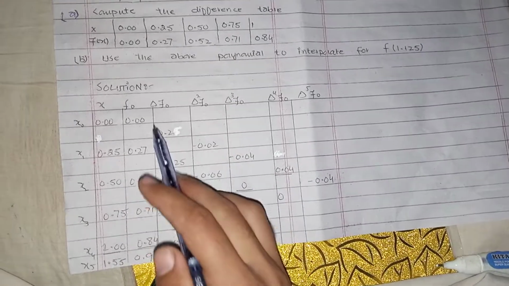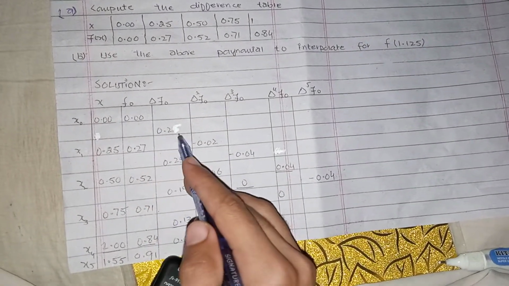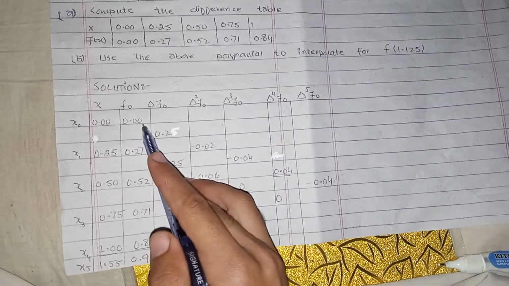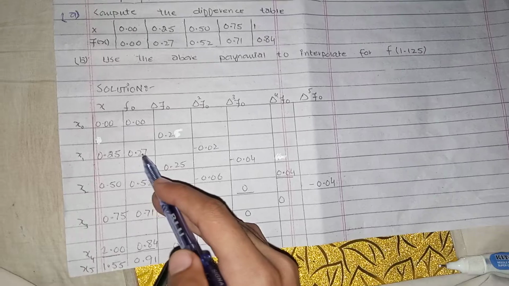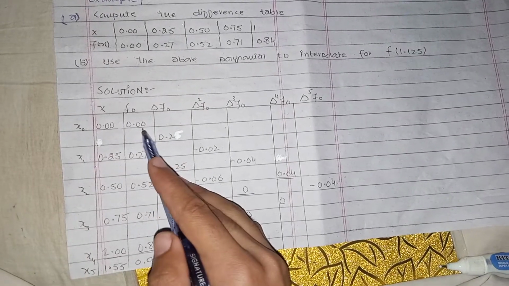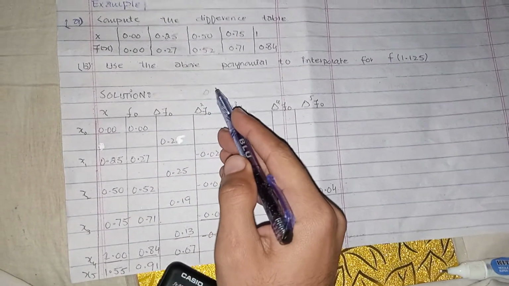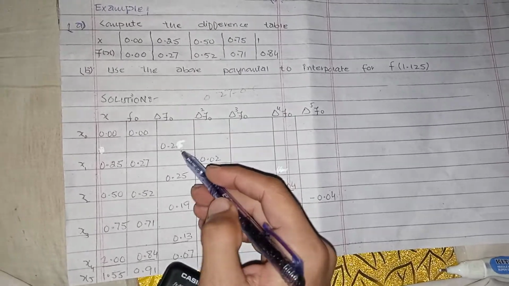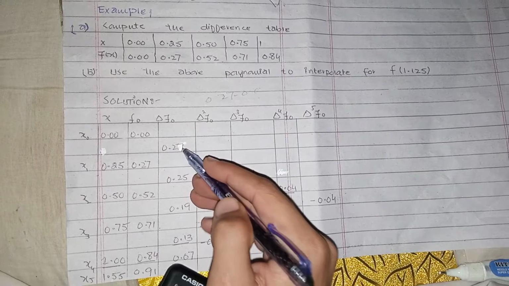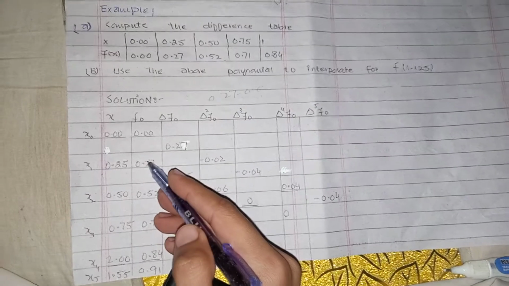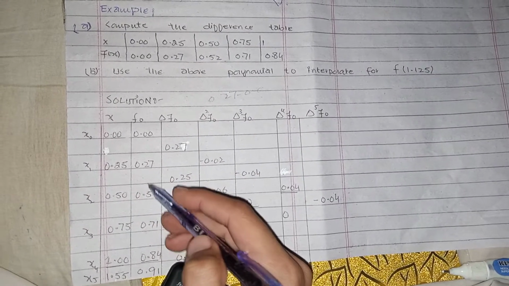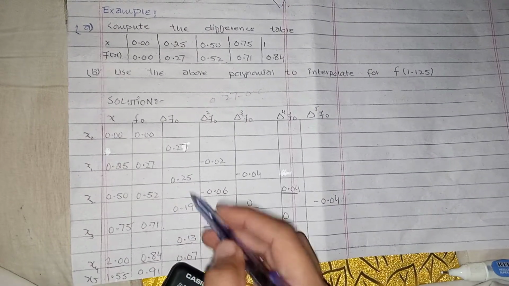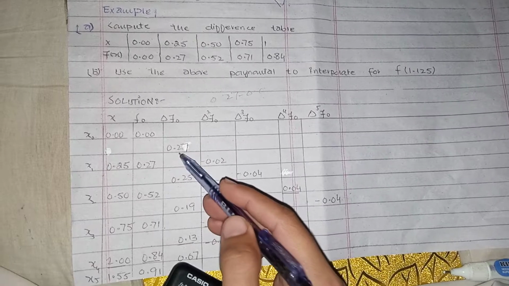So how will you get this value from this one? Del f of naught: how will you get this value from this one? You will subtract this value from this one, 0.27 minus 0.00, like this. 0.27 minus 0.00 will give you again 0.27. Then you will subtract this from this, 0.52 minus 0.27, so 0.25, like this. Then you will subtract this value from this one.